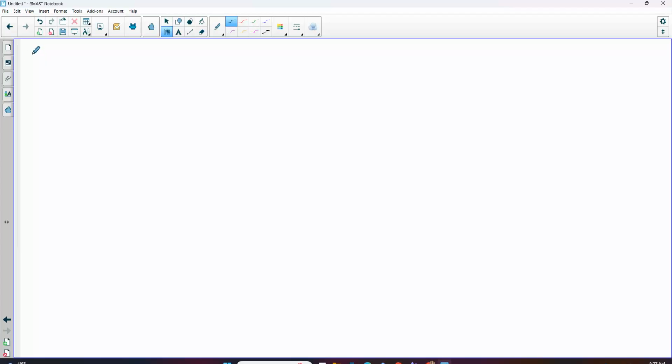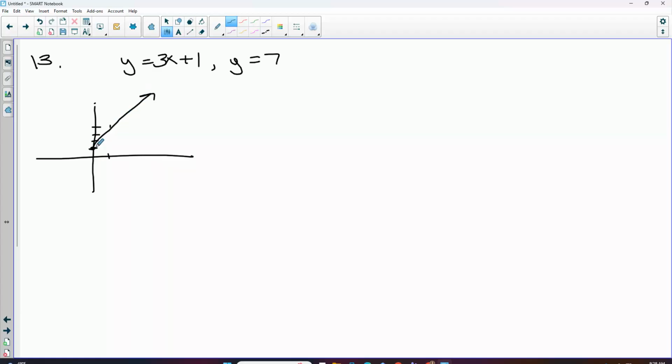Let's see if we can get through the rest. So 13, we want the area bounded by the graphs y equals 3x plus 1, y equals 7, and the y-axis. So here's my y-axis. 3x plus 1 is a line, y-intercept of 1, slope of 3. And y equals 7 is just a horizontal line at 7. So I'm just finding this area.